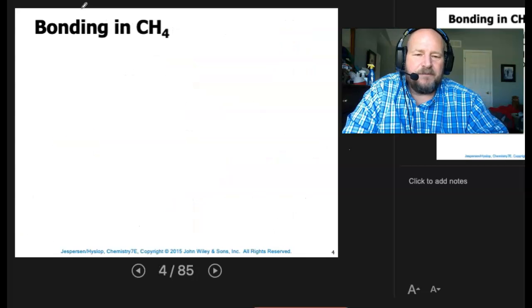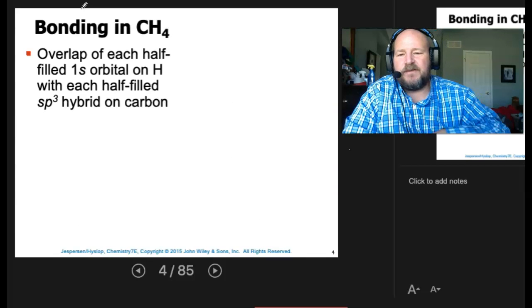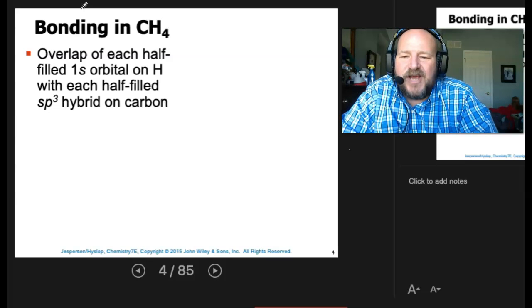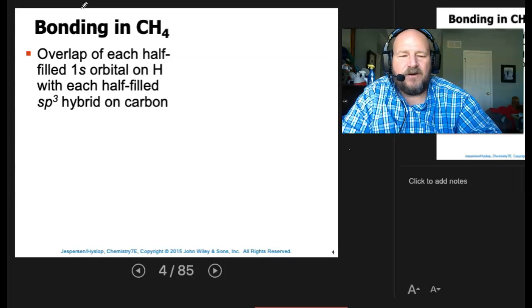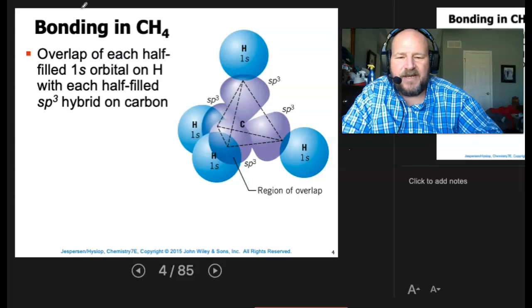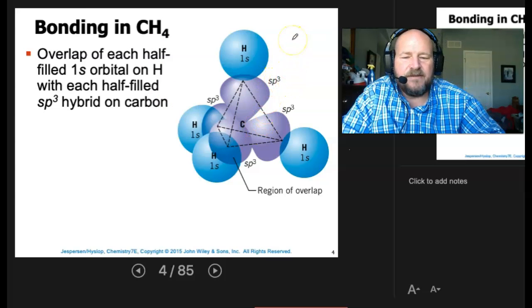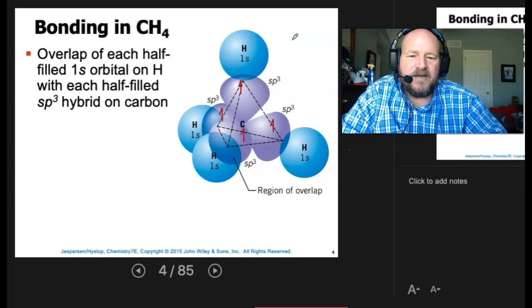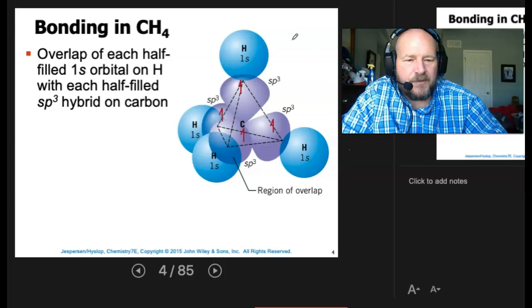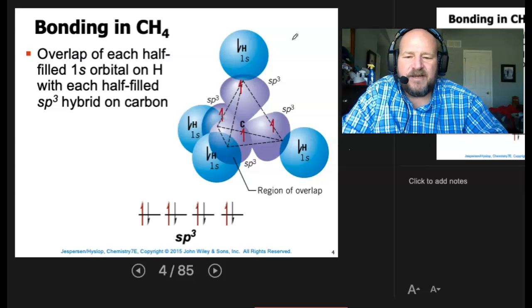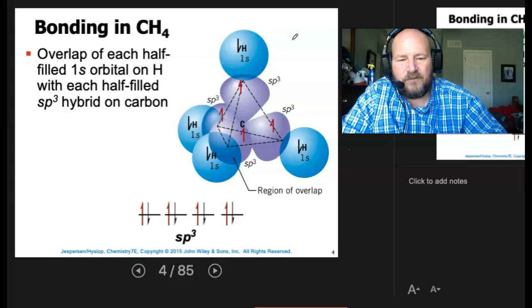All right, let's apply this to methane, CH4. So the overlap of each half-filled 1s orbital on hydrogen with each half-filled sp3 hybrid on carbon. So our carbon is going to be an sp3 hybrid. It's tetrahedral, so it's going to have 4 orbitals involved, 1 s and then 3 p's. So 1 electron will come from the carbon into each one of those hybrid orbitals, and 1 electron from each of the hydrogens. That's going to combine to give us 4 filled sp3 orbitals.